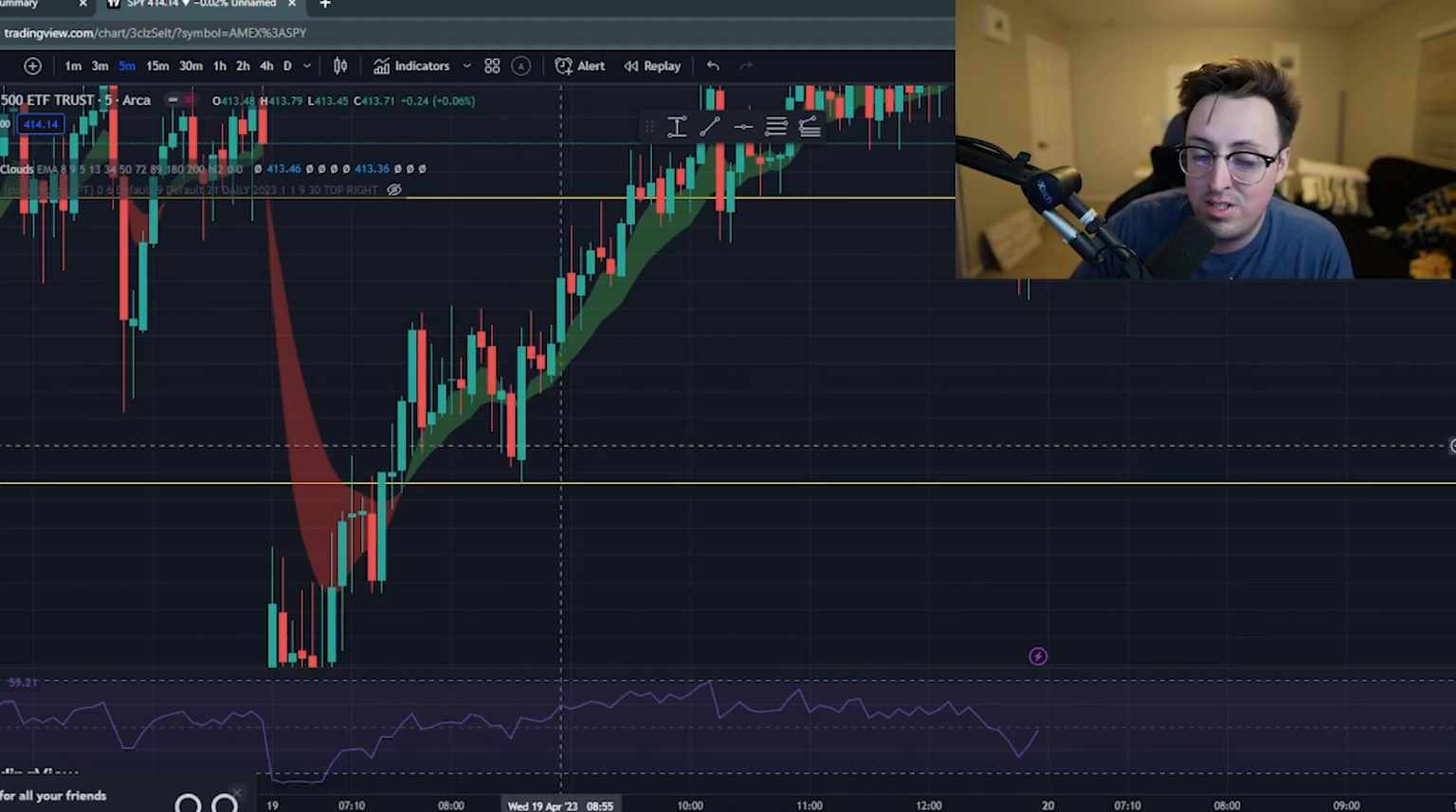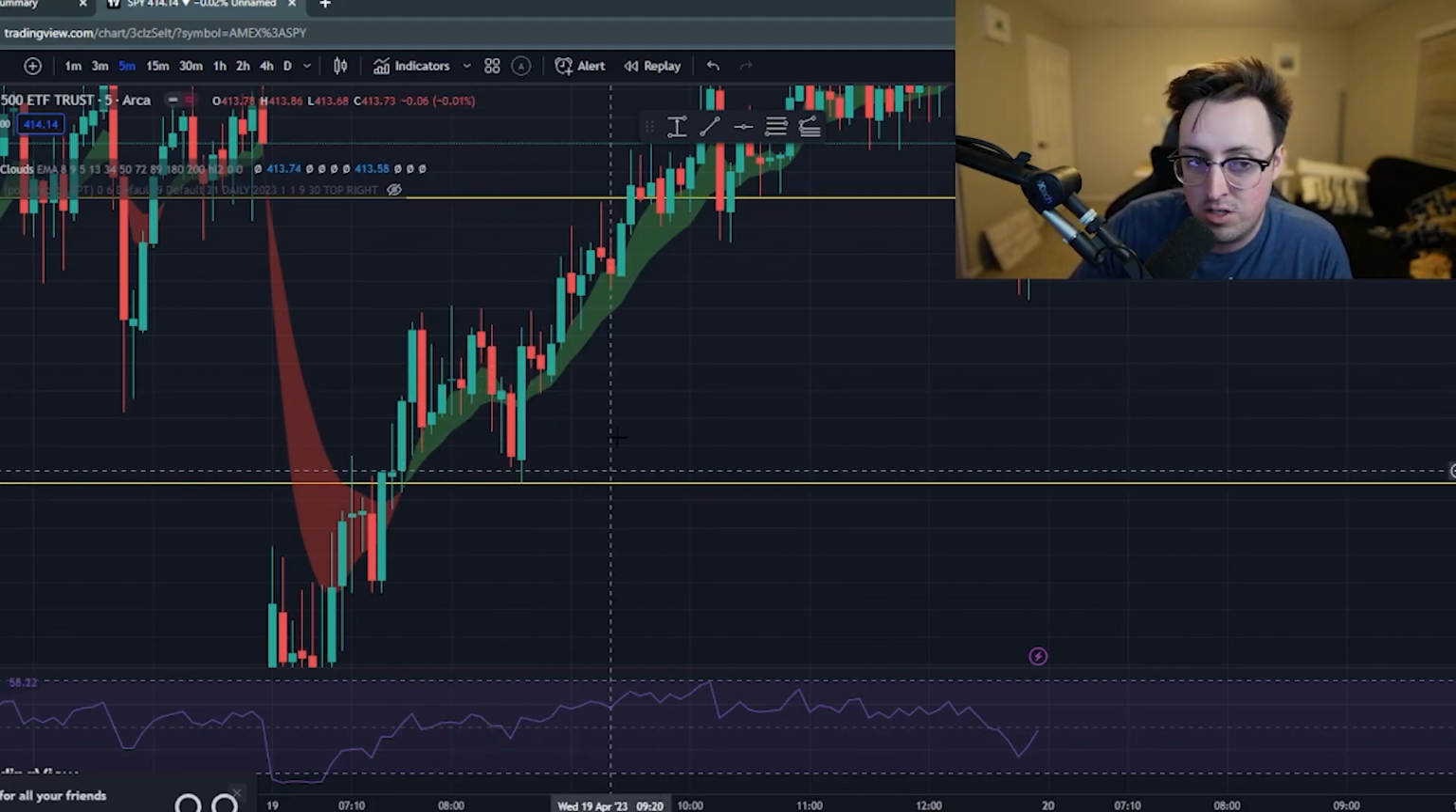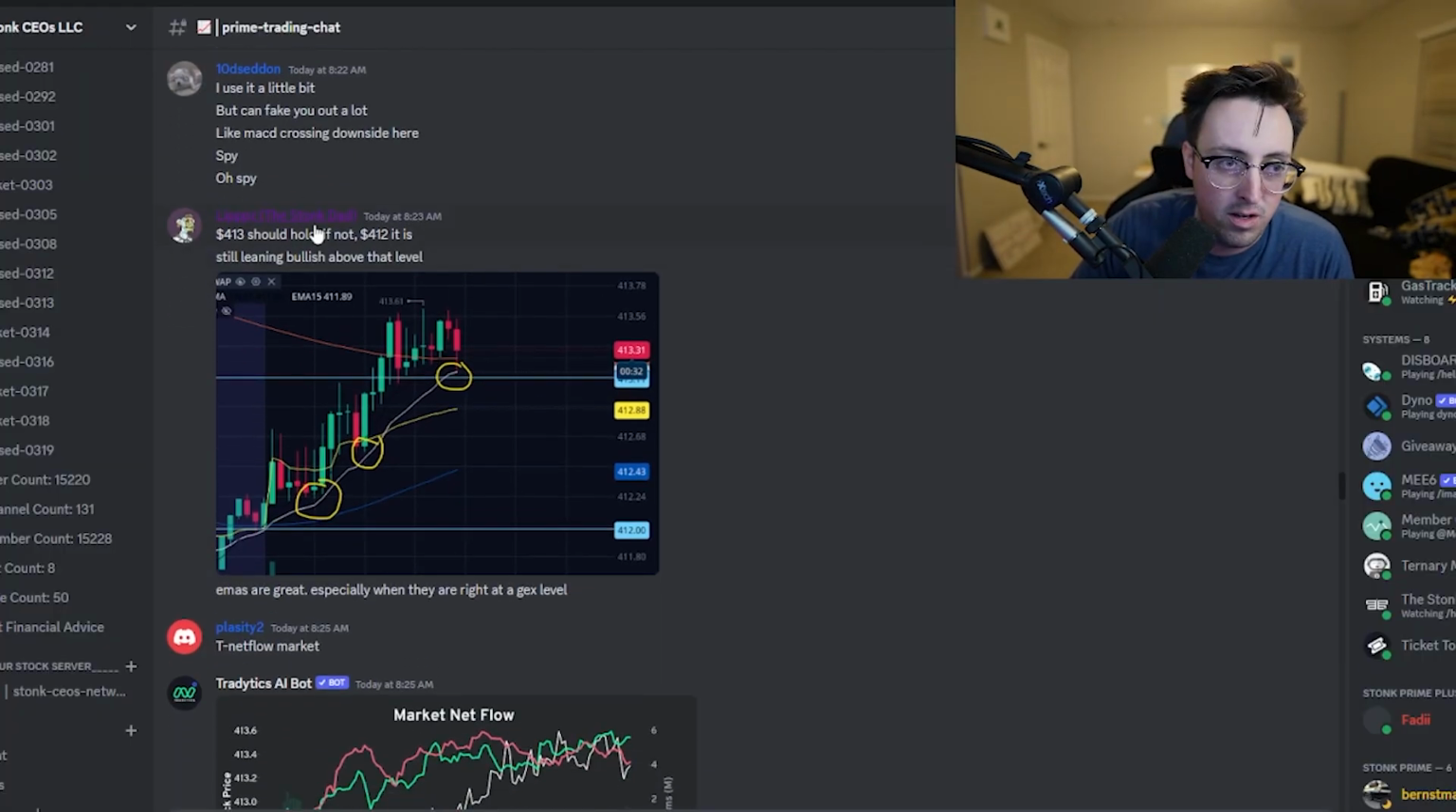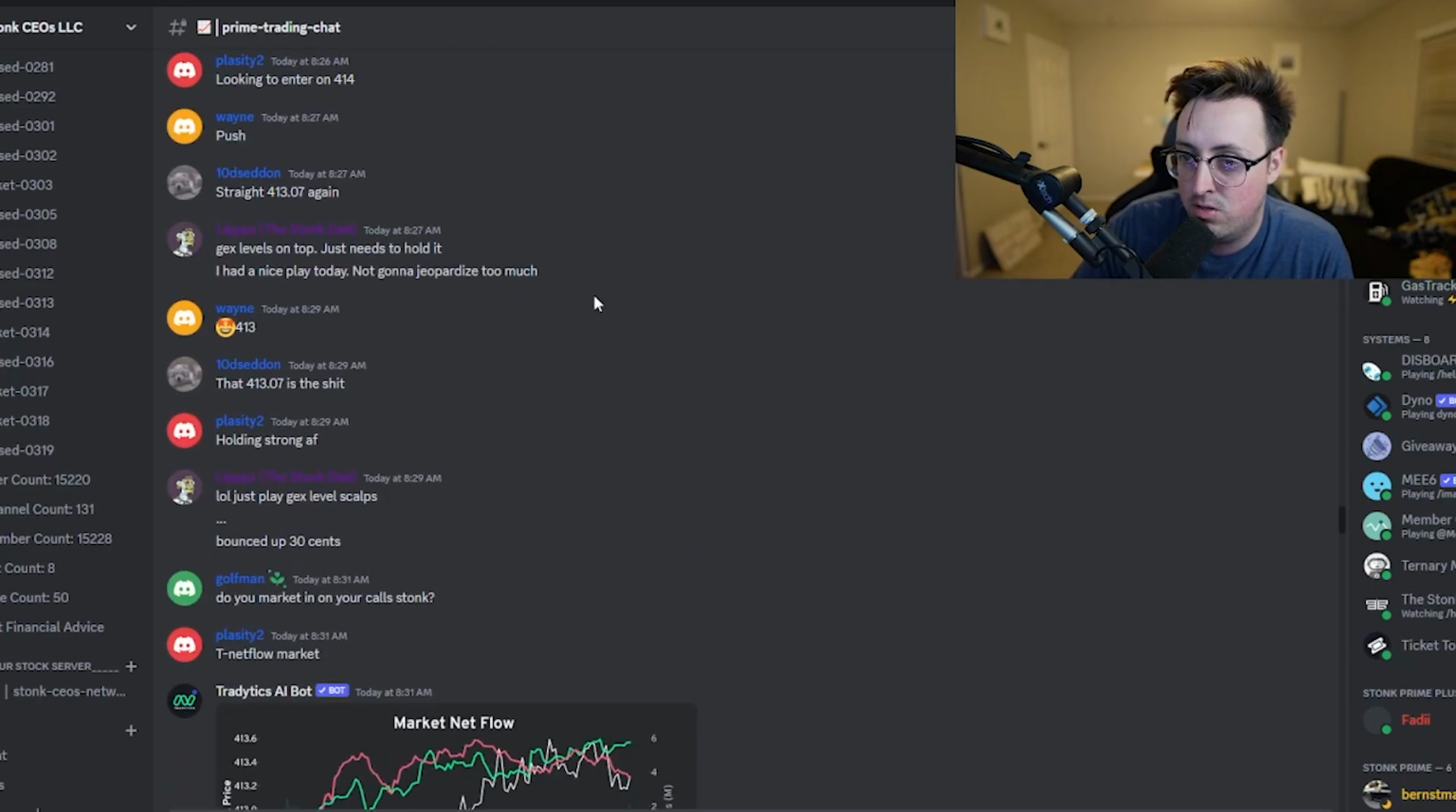So as long as price held that level, we were going straight to 415. That was exactly my mindset. See, I have a little bit of my thought process during this time. 413 should hold. If not, 412 it is, because that would be the next gamma exposure level. But we had this level to hold, as well as the EMAs. We've been bouncing along those EMAs all day.